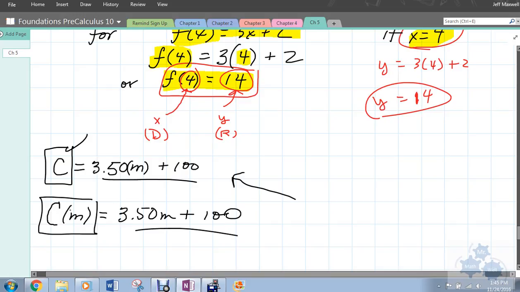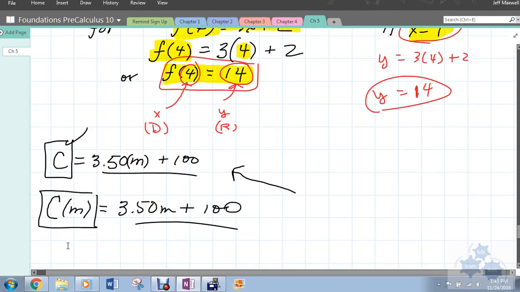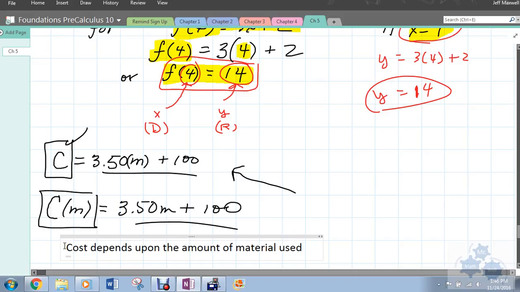The cost depends upon, now this is really important, the cost depends upon the amount of material used. That's what we're saying here with function notation. The cost is dependent upon the amount of material used. So which one do we start with? Well, the cost is determined by starting with how much material you used. You find out how much material you used, then you calculate the cost. Domain, right here. Range, right here, cost. Got that?